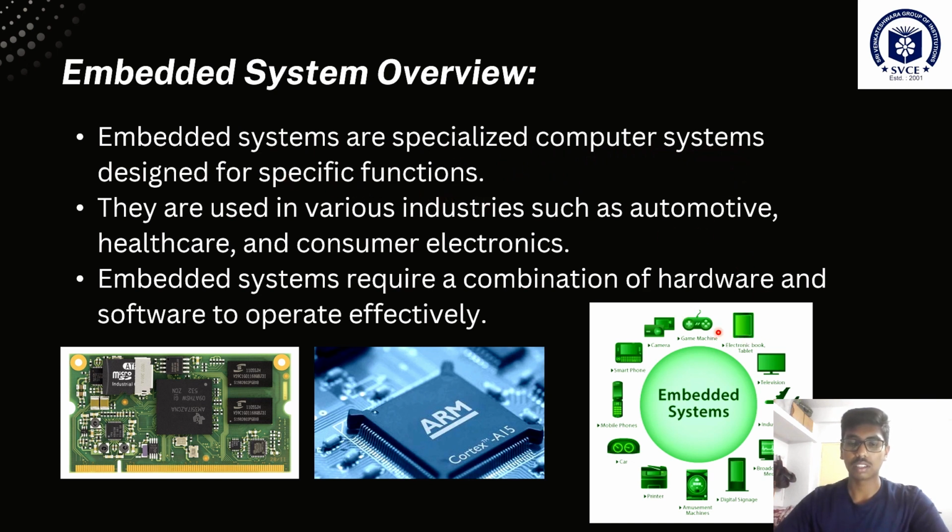A gaming console, camera, smartphone, printer, television, all these are embedded systems which are used to perform a specific task. Embedded systems require a combination of hardware and software to operate effectively. An embedded system just can't work on the hardware or the software alone. It needs to work on both of them effectively.